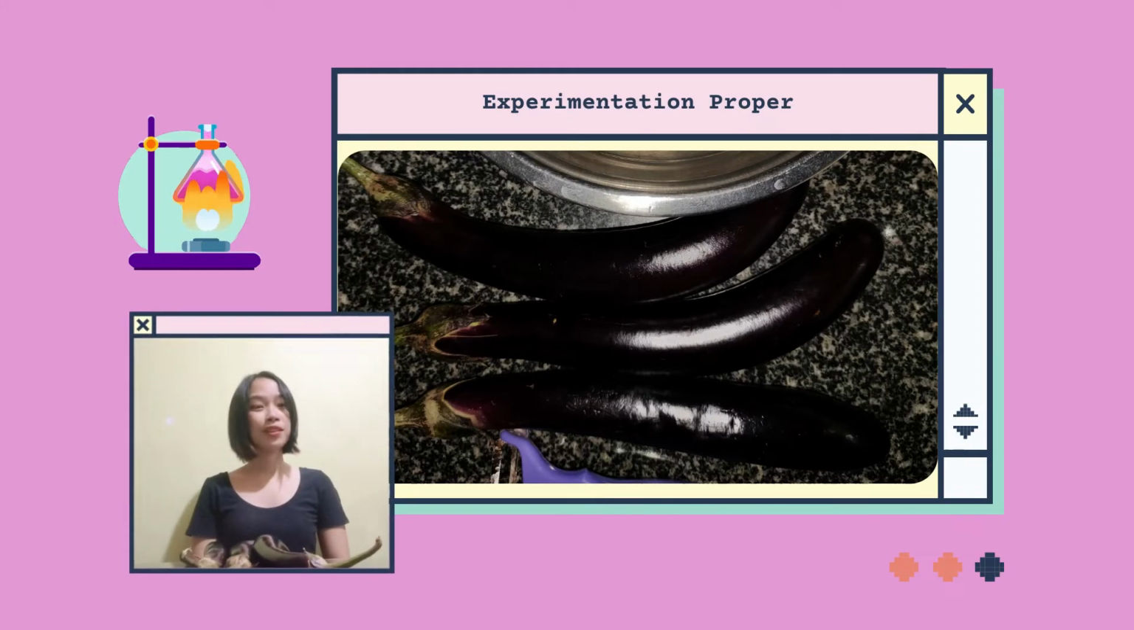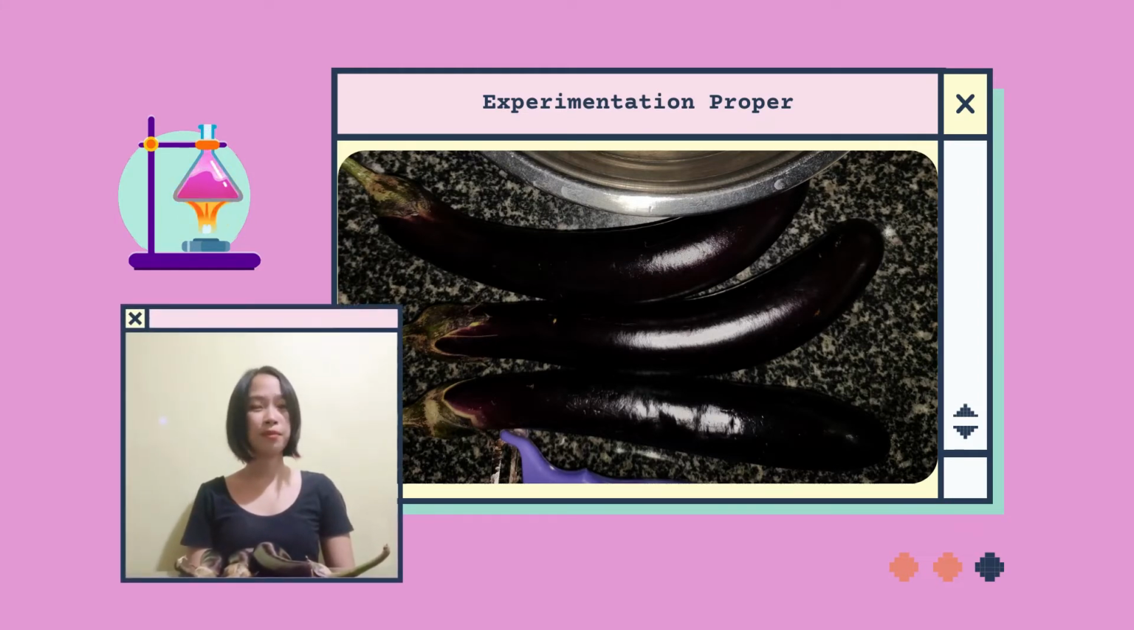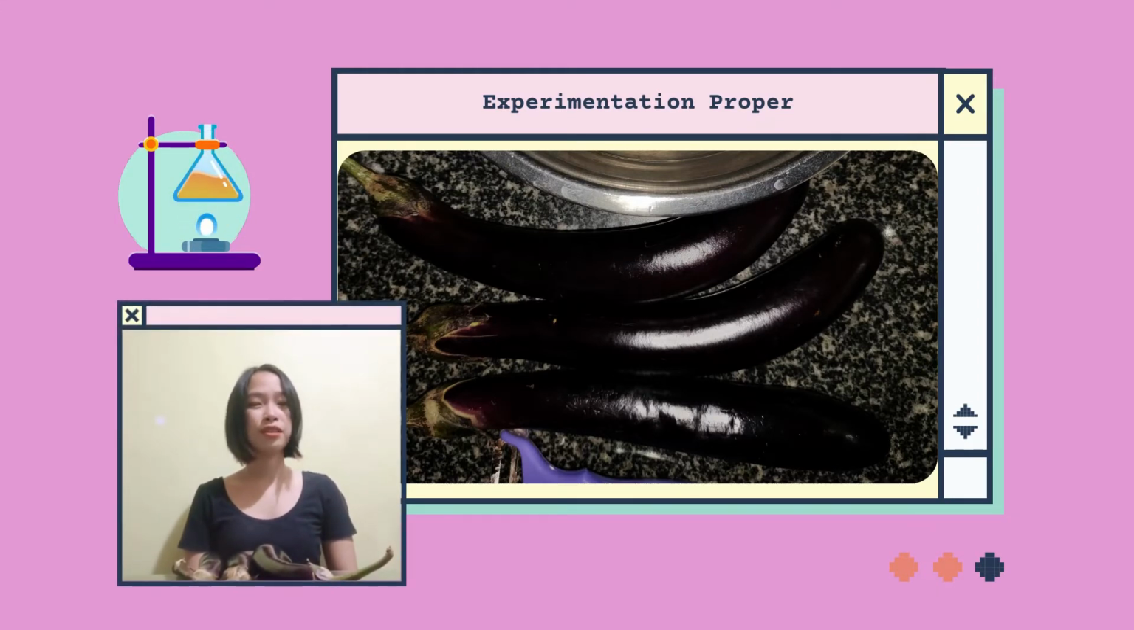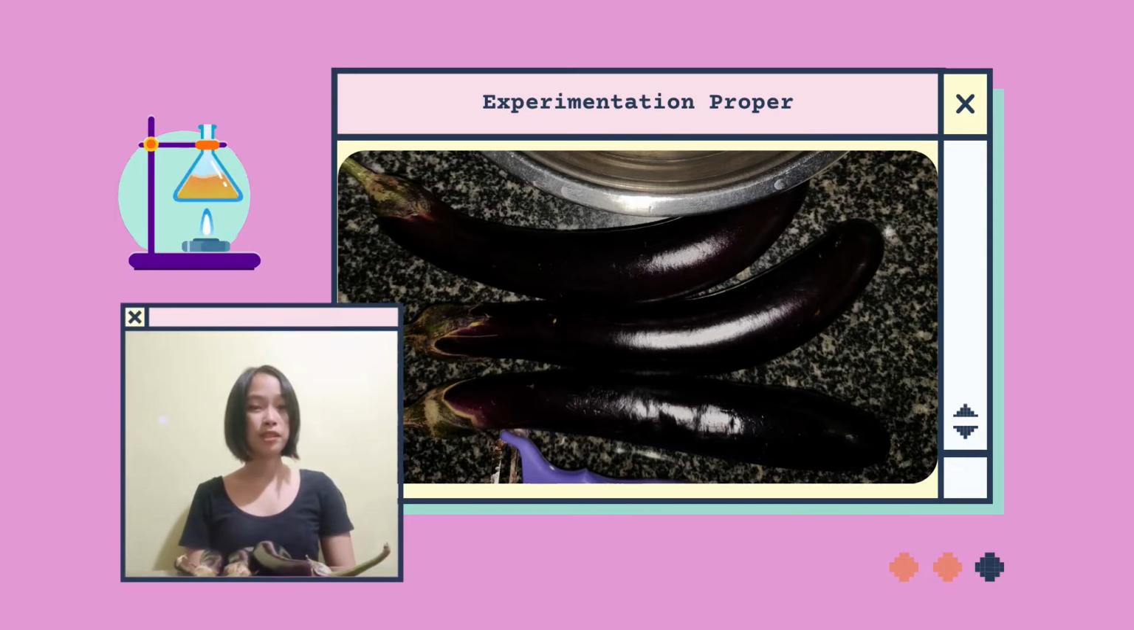Hello everyone! Today, we're going to do an experiment that demonstrates a natural pH indicator using the peel of an eggplant. But first, we must peel 3 eggplants and allow them to dry away from direct sunlight for about 1 to 2 days.